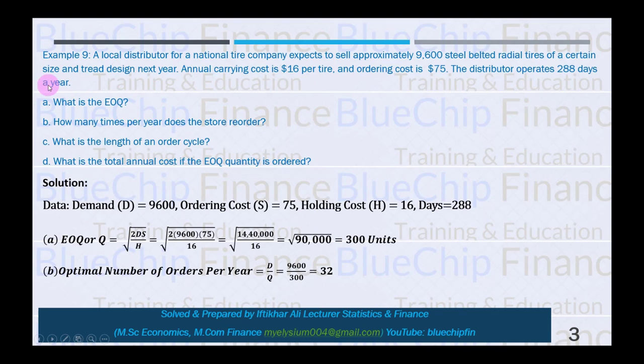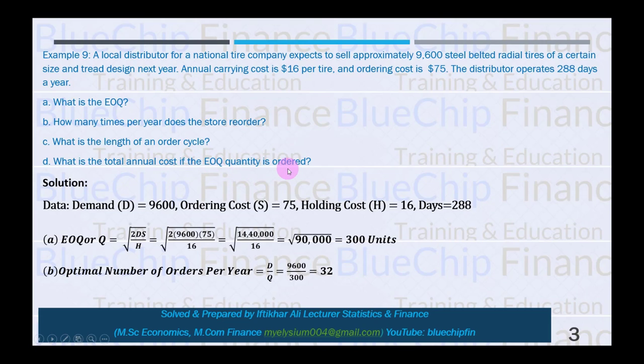The next example: a local distributor for a national tire company expects to sell approximately 9600 steel-belted radial tires of a certain size and tread design next year. Annual carrying cost is $16 per tire and ordering cost is $75. The distributor operates 288 days a year. What is the EOQ? How many times per year does the store reorder? What is the length of an order cycle? And what is the total annual cost if the EOQ quantity is ordered?